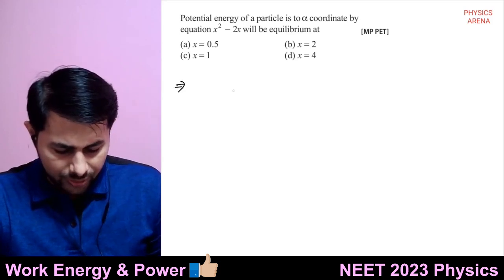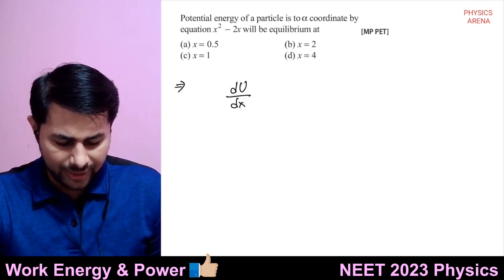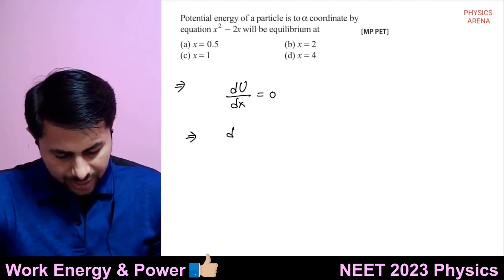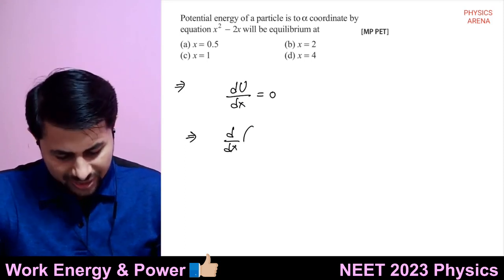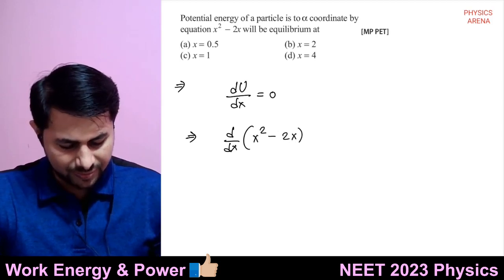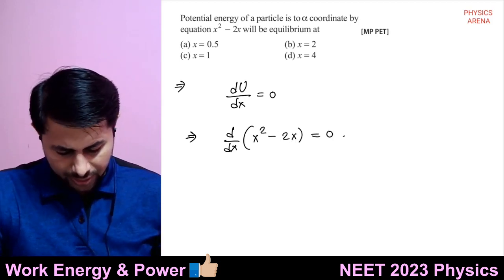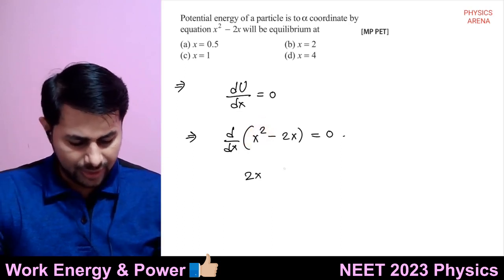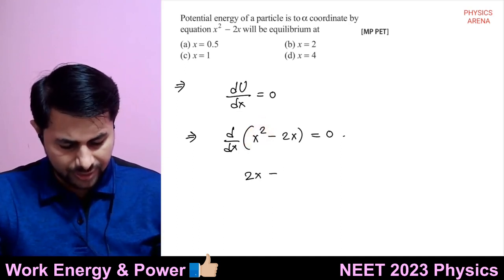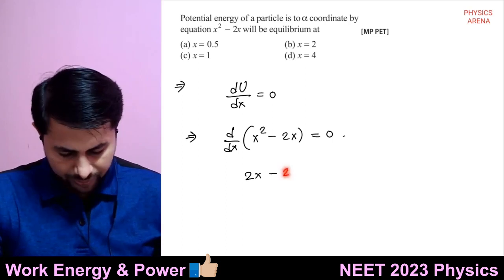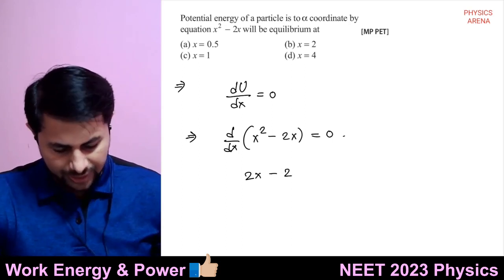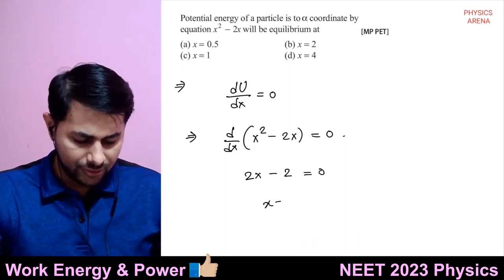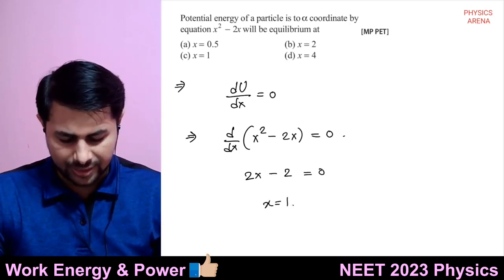For equilibrium, dU by dx is equal to 0. That means d by dx of x square minus 2x is equal to 0. The derivative of this term is 2x and the derivative of this term is minus 2 only, because the derivative of x is equal to 1. So 2x minus 2 is equal to 0, right? So x is equal to 1. Option C is the answer.